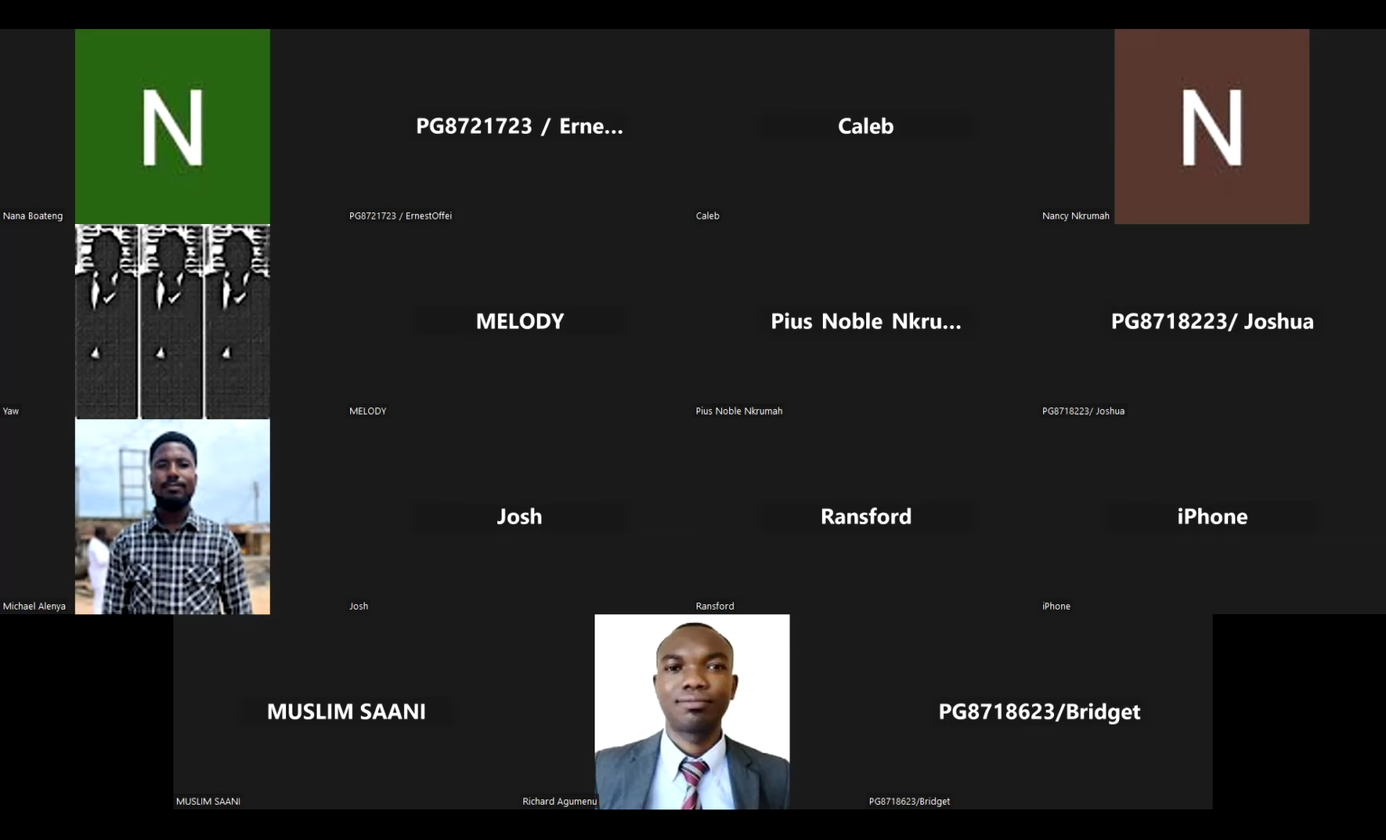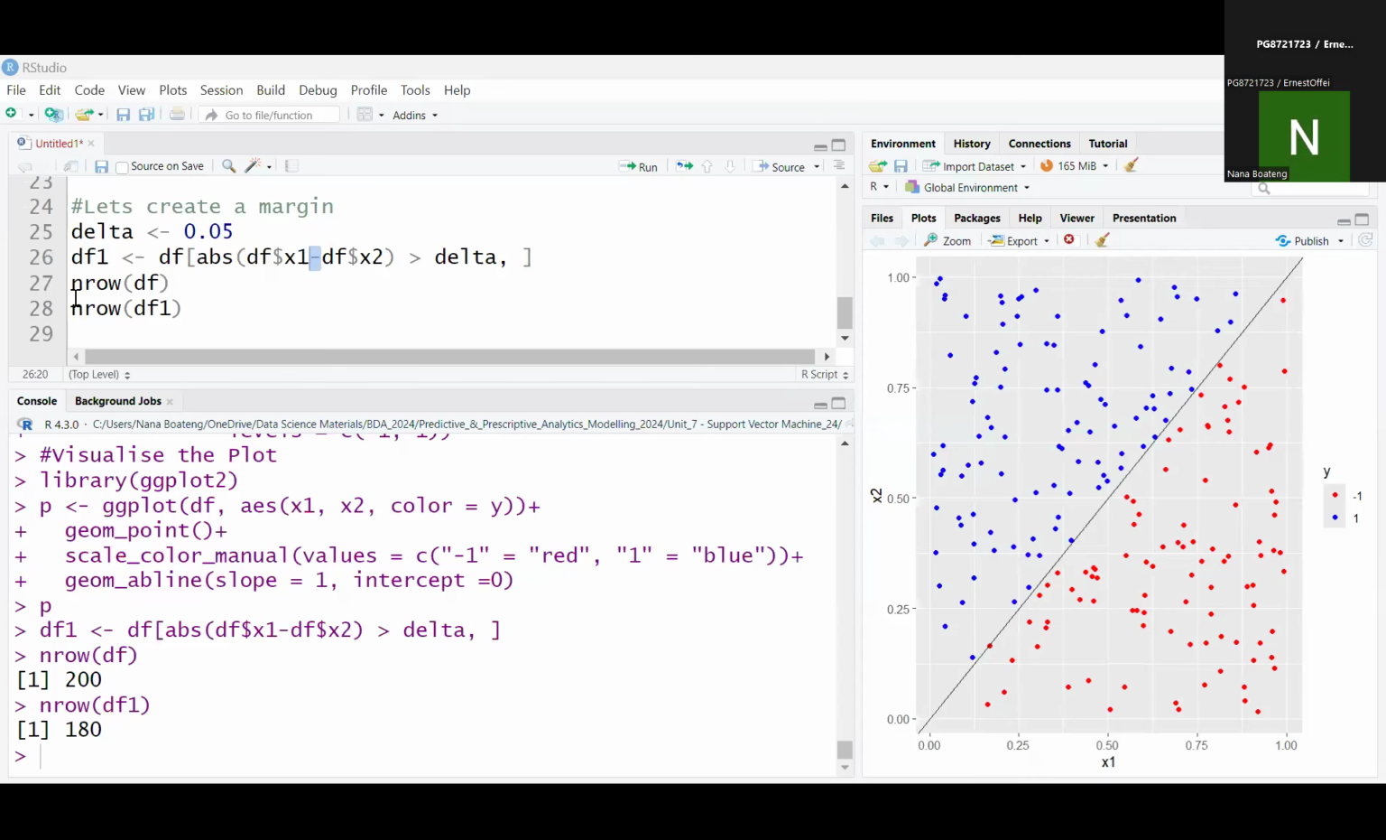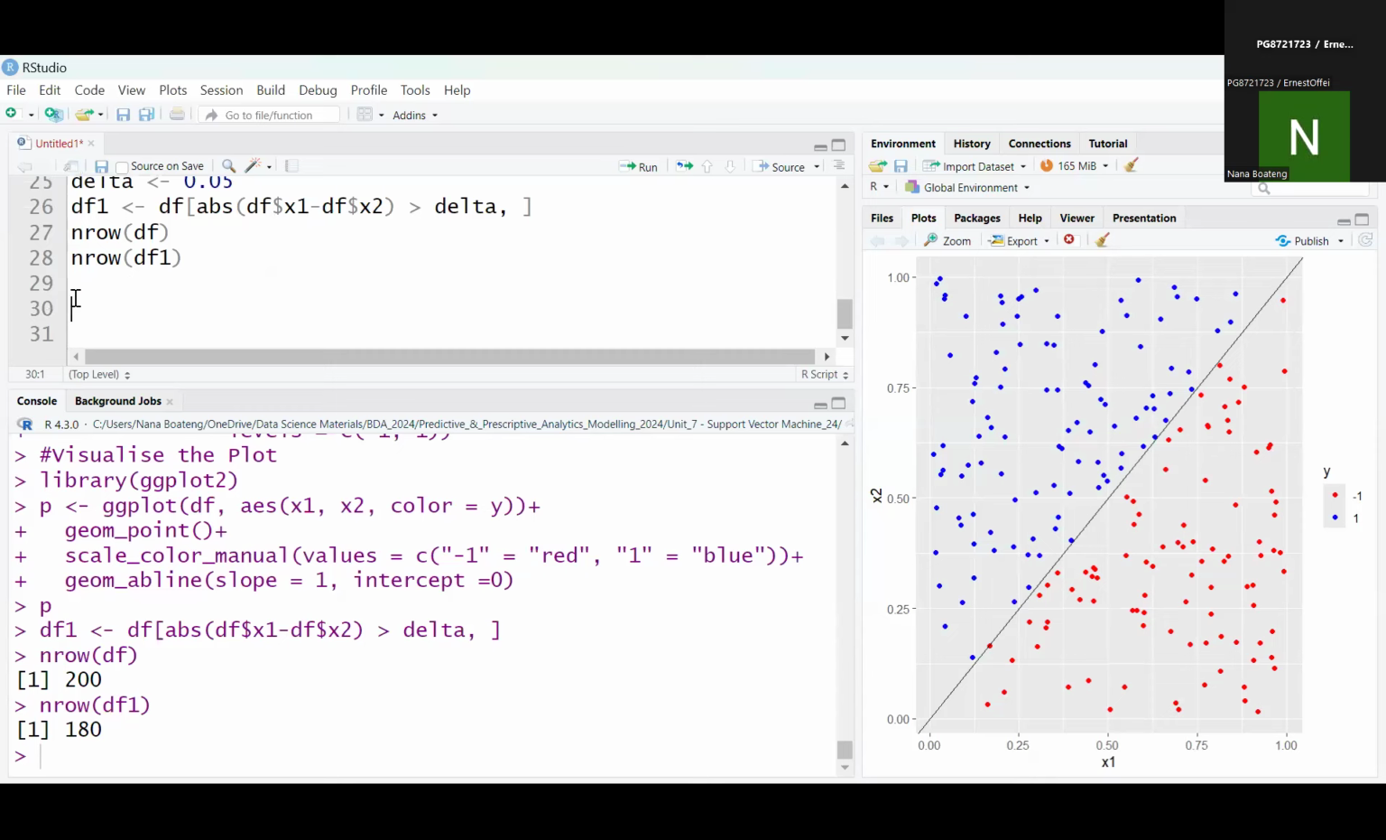So let's replot our new data set. You need to understand that since we are using the absolute figure, it does it for above the AB line and also below it. So it's 0.5 above and also 0.5 below, for the delta. All right. So let's replot our new data set.